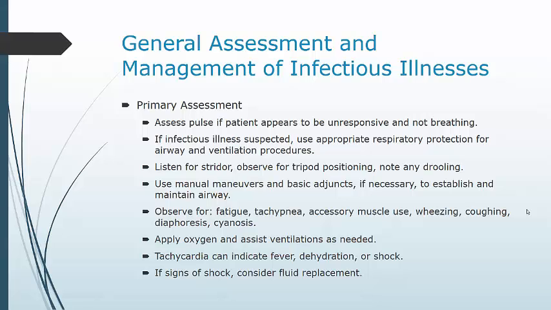So, primary assessment: of course, you check your pulse, right? If they are unresponsive and not breathing, start CPR. Some infectious diseases like epiglottitis and croup can cause an upper airway obstruction, so make sure that you listen for stridor, look for tripoding, look for any drooling. If you suspect any kind of airway edema, then do not examine that airway or put anything in their mouth, because a complete airway obstruction could occur. Otherwise, use your basic manual maneuvers and basic adjuncts to establish your airway. If they are unresponsive, consider the need for an advanced airway. Give them oxygen if they're hypoxic and assist ventilations as needed. If they show signs of shock, consider the need for fluid replacement.